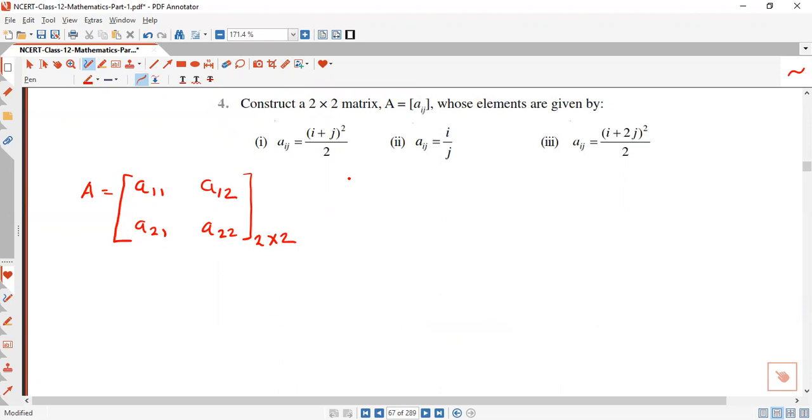See what the element says. Aij equals (i plus j) whole square by 2. Put the value of i and j. i represents the row and j represents the column. That means i is the number of the row, and j belongs to the number of the column.